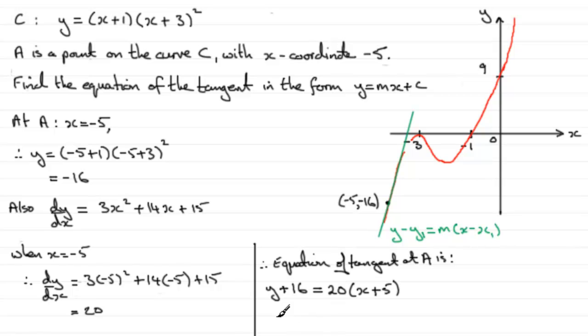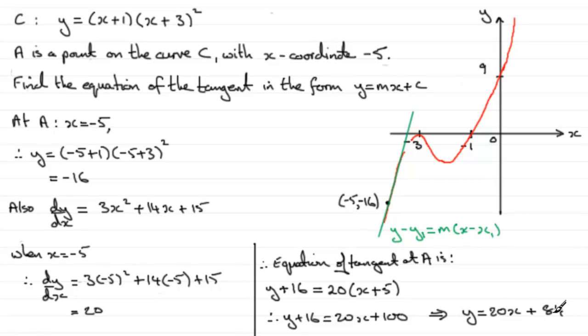So if we expand the bracket, we've got y plus 16 equals 20x, and 25s are 100. Now to get it into the form y equals mx plus c, all I've got to do is take away 16 from both sides, and if I do that I get y equals 20x, and 100 minus 16 leaves me with 84, so plus 84. And there you have it, m being the 20 and c being the 84.